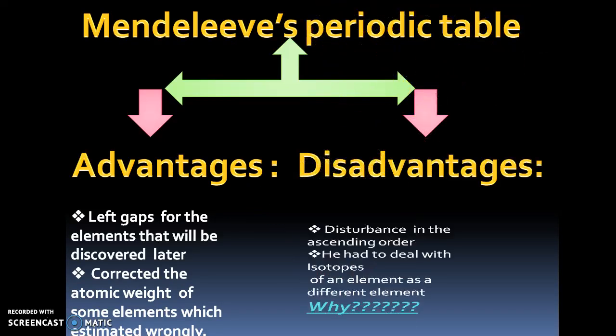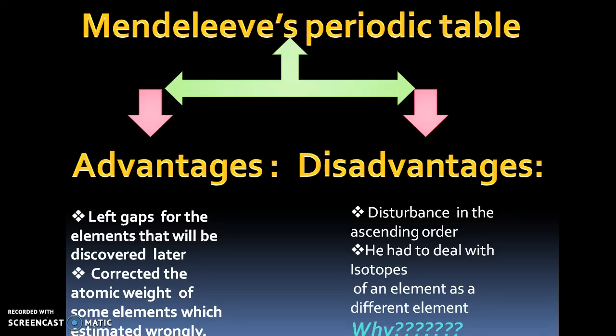But the disadvantages of the Mendeleev periodic table: disturbance occurred in the ascending order. And he had to deal with isotopes of an element as a different element. Why? I want to ask you why he had to deal with isotopes of an element as a different element. And the question here is what is meant by isotopes? What do you know about isotopes?